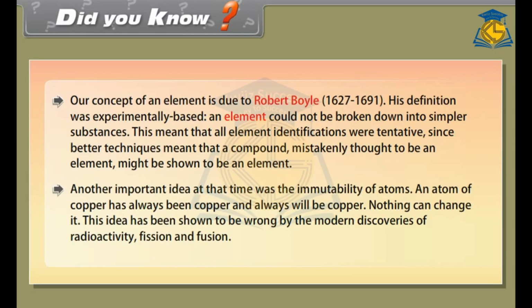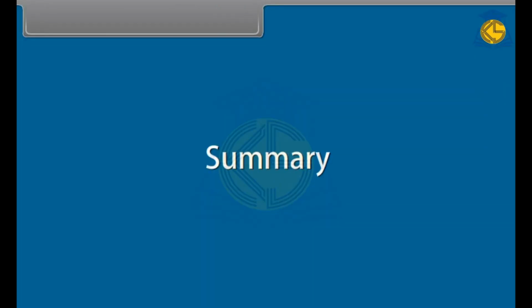Another important idea at that time was the immutability of atoms. An atom of copper has always been copper and always will be copper. Nothing can change that. This idea has been shown to be wrong by the modern discoveries of radioactivity, fission and fusion.